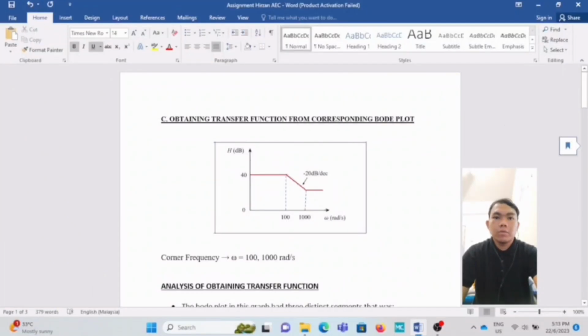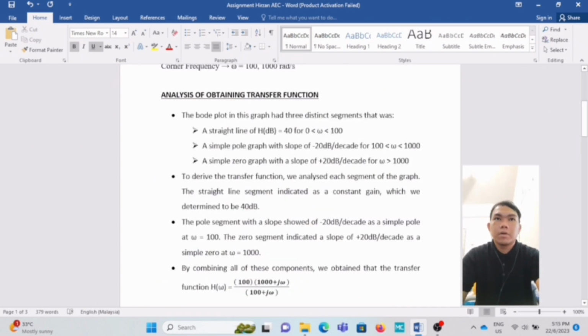Okay, now I want to explain how to obtain the transfer function from the corresponding Bode plot. First, we can see our corner frequencies are omega equal to 100 and 1000 radians. From the Bode plot, the graph has three distinct segments. There is a straight line of H in dB equal to 40 for omega from 0 to 100.